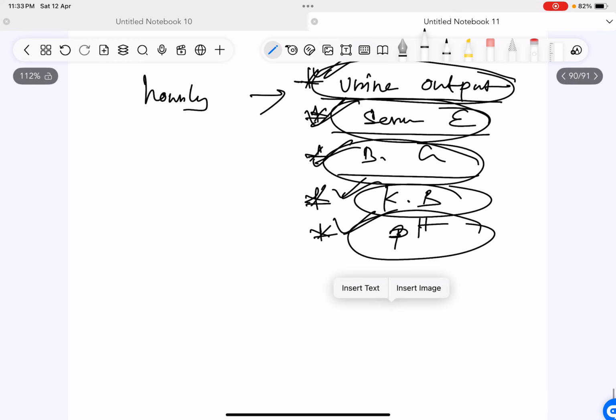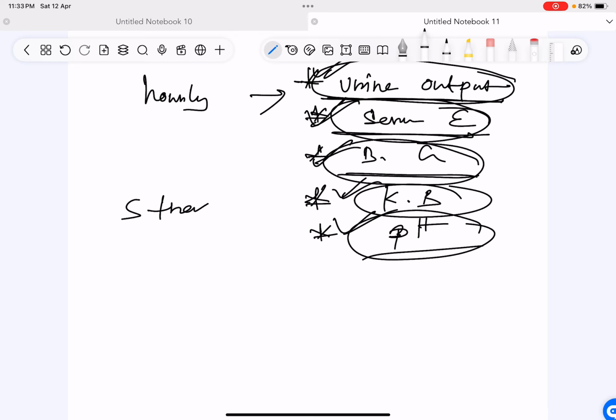And ketone bodies you don't check hourly. Ketone bodies you can check every 2 hourly, but that is not important. But urine output, electrolyte levels, these are a must. pH, blood glucose levels, okay. Treat the stress. Whether it was infection like pneumonia, UTI, treat with antibiotics, whatever is the cause.